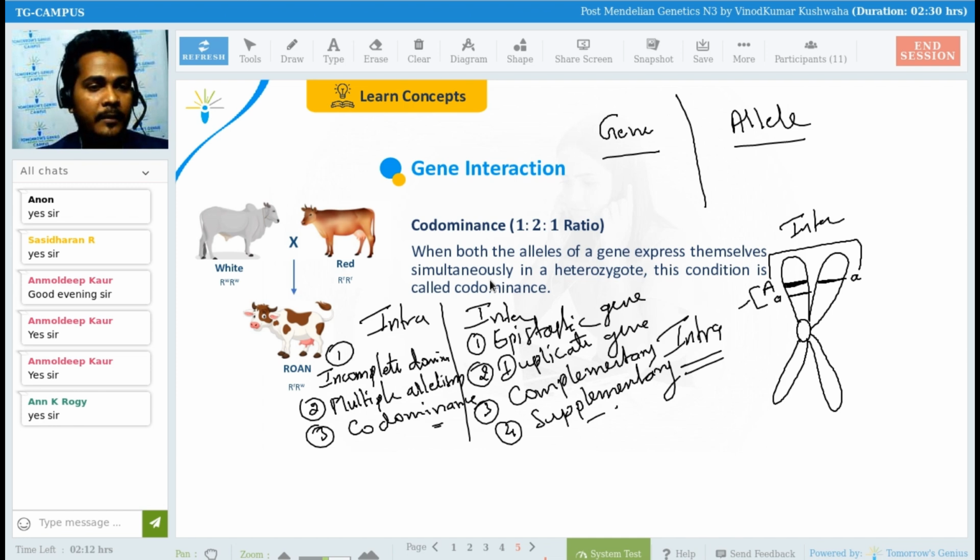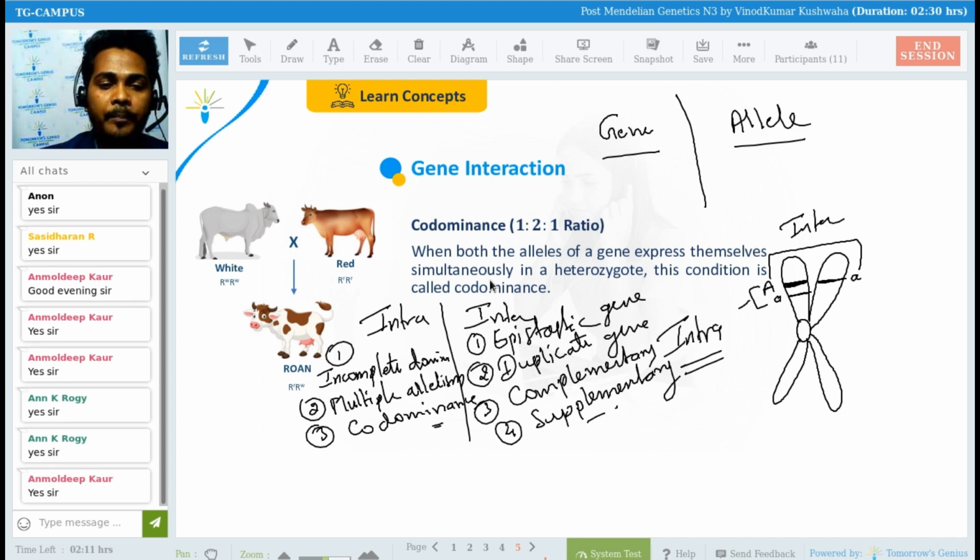Okay, is this clear to all of you? Yes. Now see, in intragenic and intergenic interactions, madam already completed incomplete dominance in the last session, yes or no? So today we will focus on codominance and multiple allelisms. So here you can see codominance. Now, what is codominance? Let's try to understand it in detail.